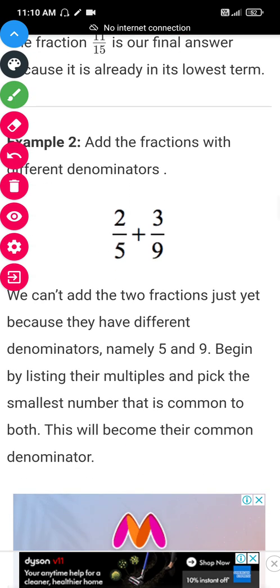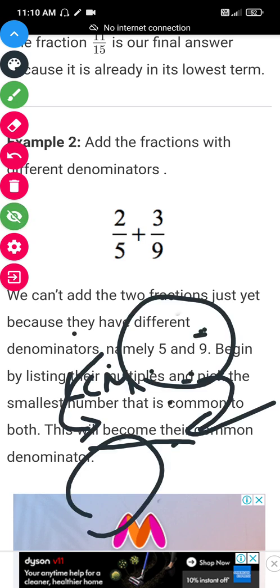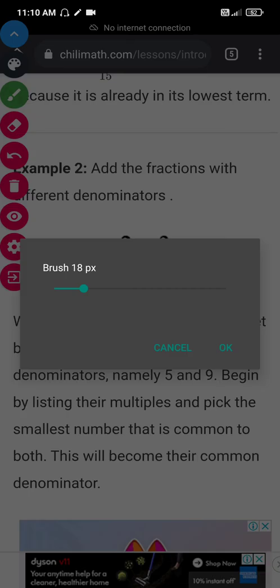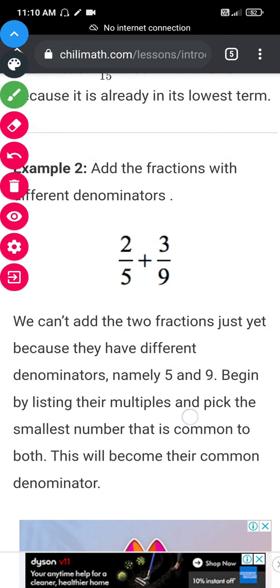Let's see one more example. See here, 2 by 5 and 3 by 9 we need to add. Here also the denominators are different. So we need to make their denominators the same. For that we will find the LCM.